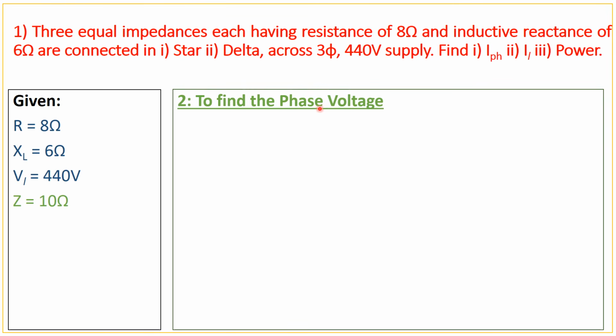Then comes finding the phase voltage. Remember students, there in star we had V phase equal to VL by root 3, but here in delta V phase is directly equal to VL. So VL is already given as 440 volt. Therefore V phase is equal to VL, which is also 440 volt.